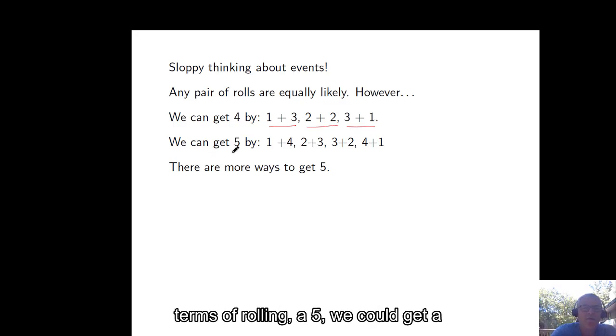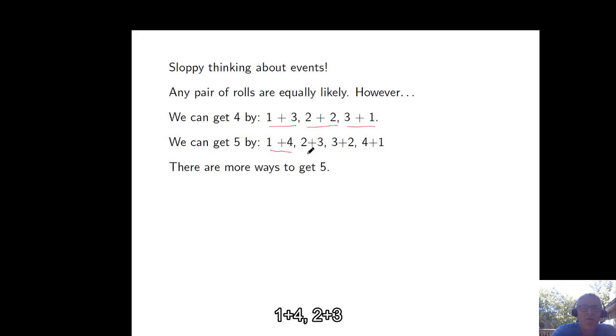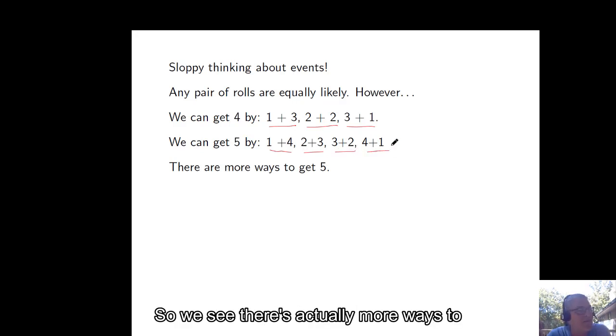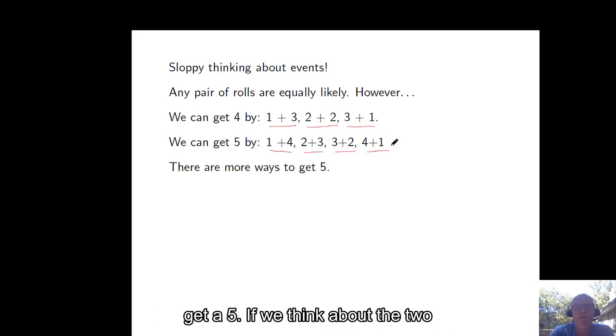And in terms of rolling a 5, we could get a 1 plus 4, a 2 plus 3, or a 3 plus 2, or a 4 plus 1. So we see there's actually more ways to get a 5 if we think about the 2 dice as separate opportunities to get these outcomes.